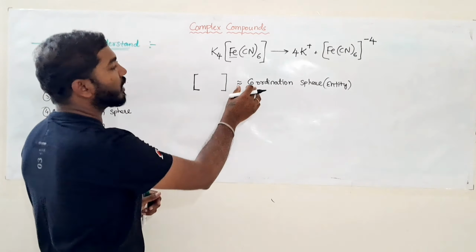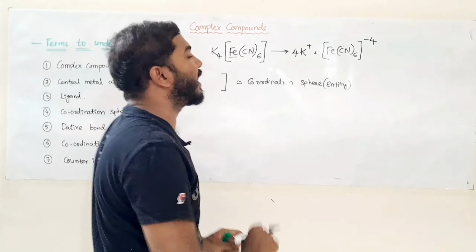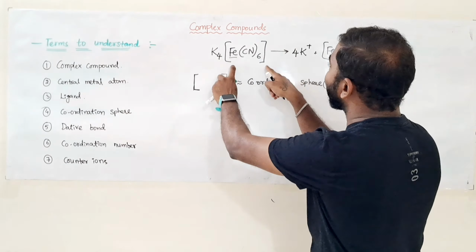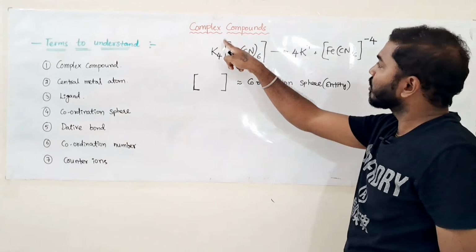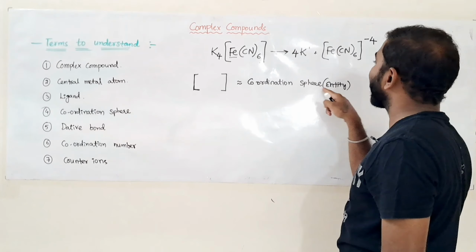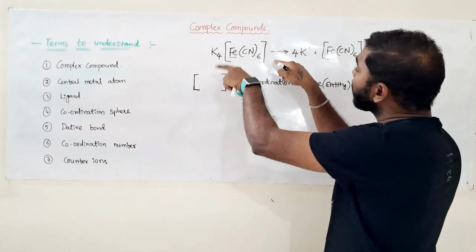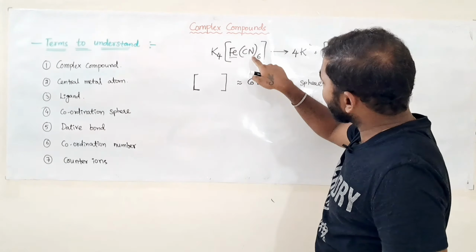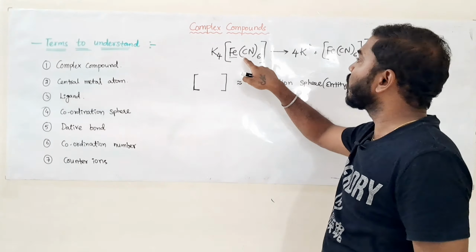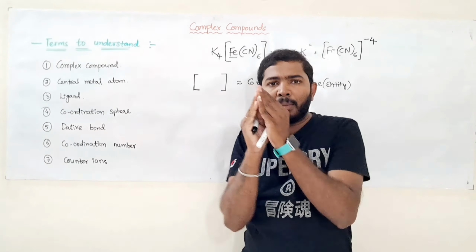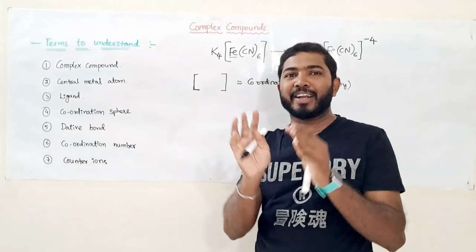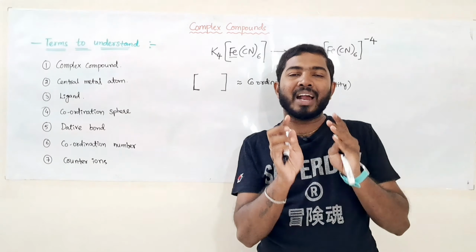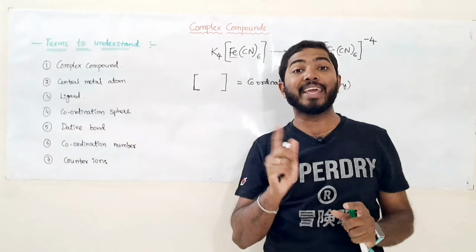Okay, let's continue. That is coordination sphere. So overall I have defined a few things here. Coordination sphere is the square bracket part, or it is also called the coordination entity. Within the coordination sphere, we are going to have a central metal atom, and with this central metal atom we are going to see some number of atoms or groups of atoms attached to the central atom, and those groups attached to the central atom are called ligands.